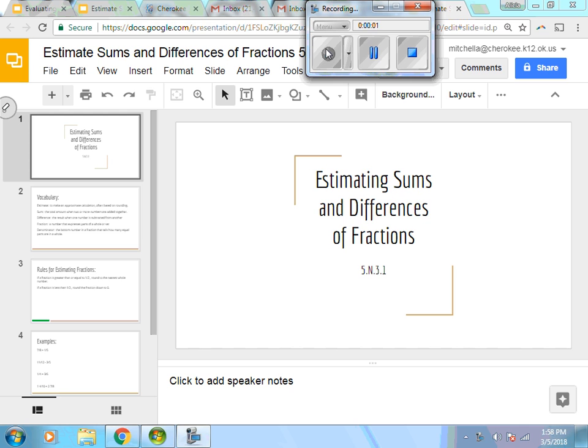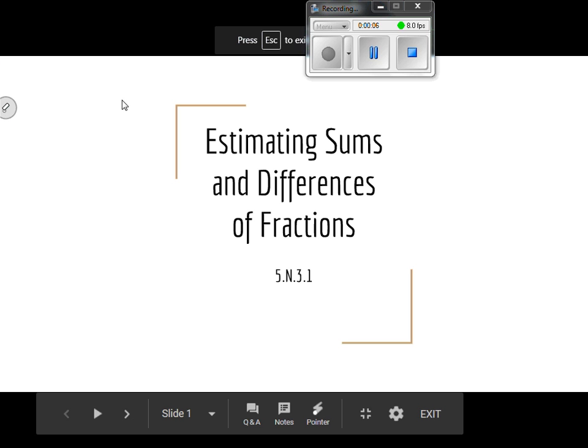We're going to talk about estimating sums and differences of fractions. So let's take a look at this.